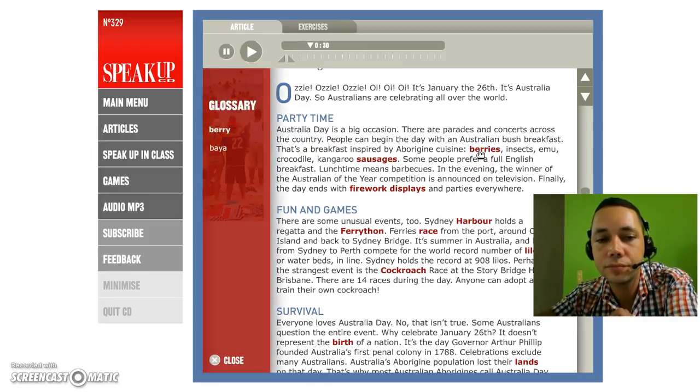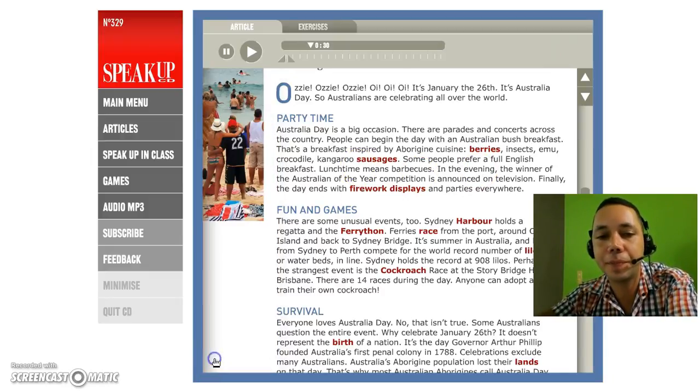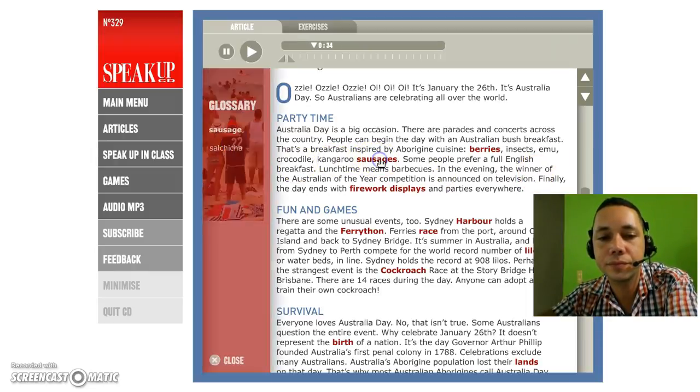Berries. That is the meaning of berry. Okay? Let's continue. I just want to click and then we'll continue so as not to stop the reading. Insects. Emu, crocodile, kangaroo sausages.